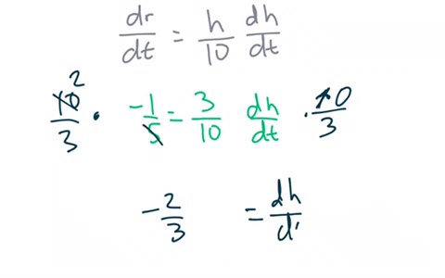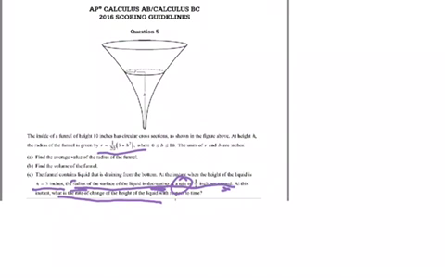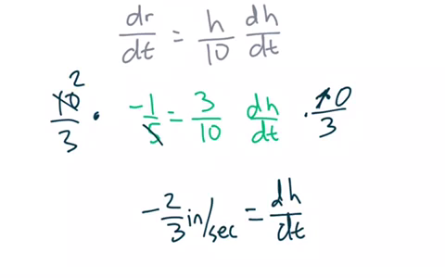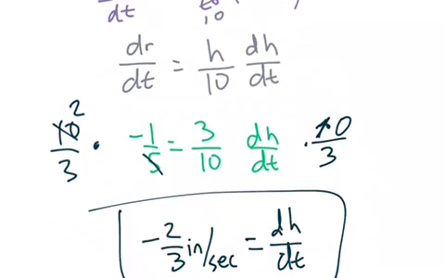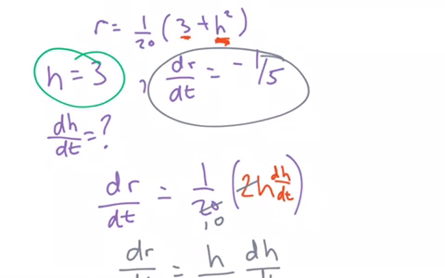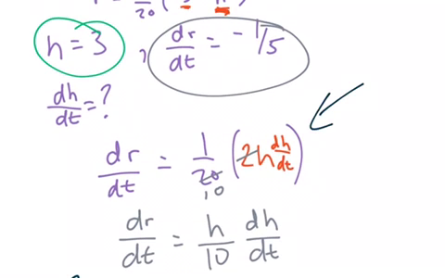So dh/dt is negative 2/3, and the units are inches per second, the same as the rate of the radius. Boom, there's your answer. It's as easy as that. So you just have to identify what the question is. This question is clearly dealing with related rates, so you just use related rates and you get your answer.